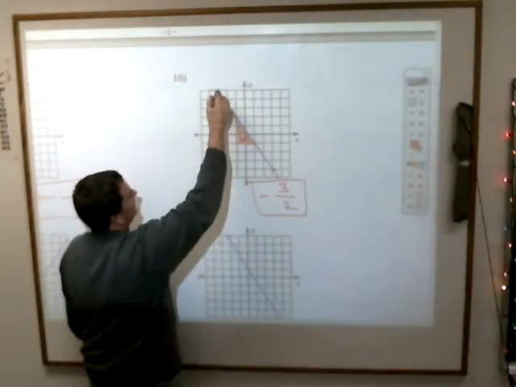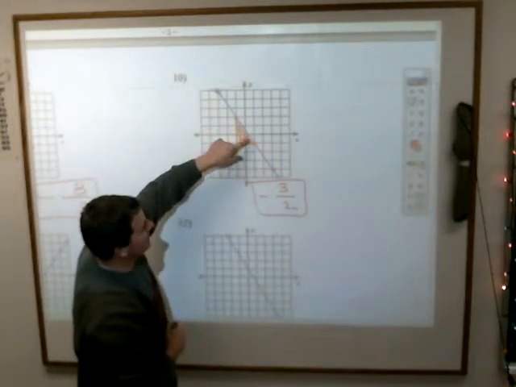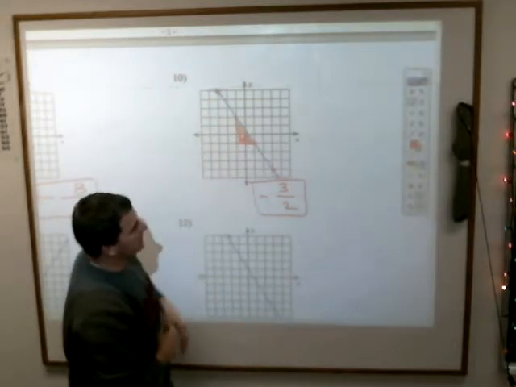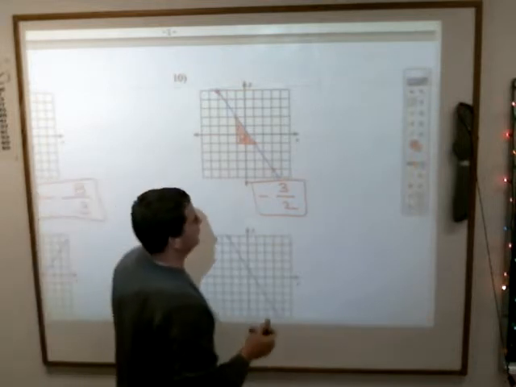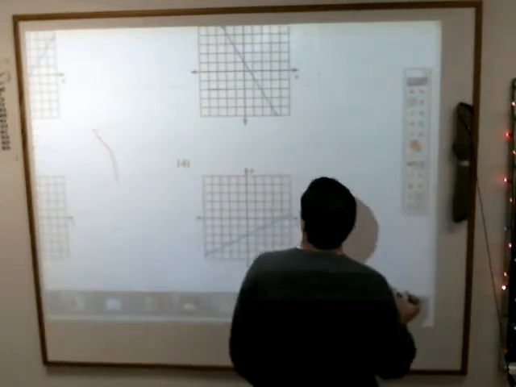You could have used this point as well. Looks like it crosses right there. You could have used that one too, but no other point, if you go down that line, falls between an X and a Y. So, boom. Go ahead, do number 11 and 12 for me.